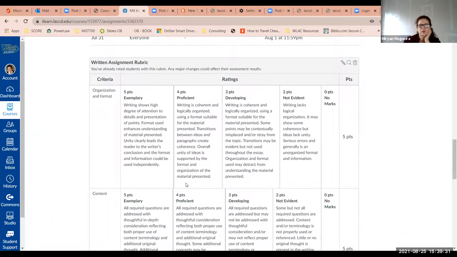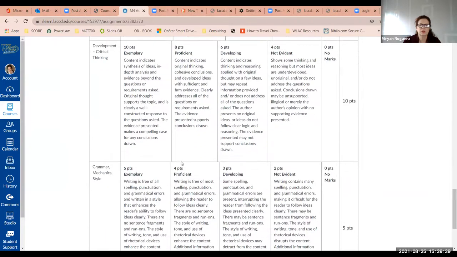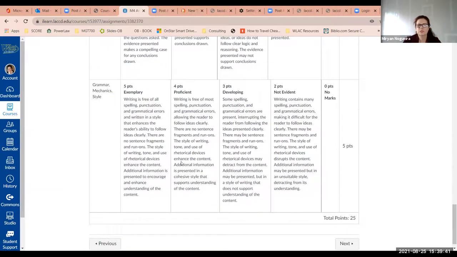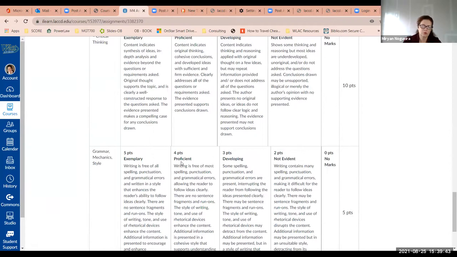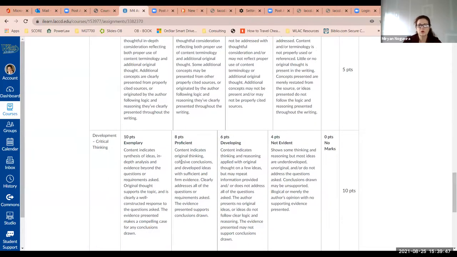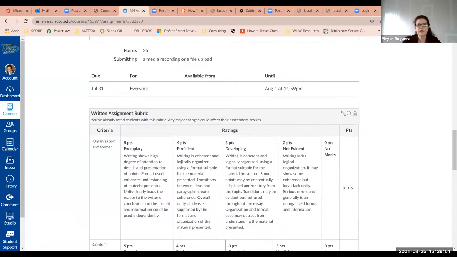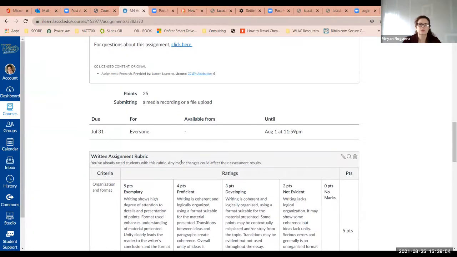Here, I created the rubric. What is the organization, the content, development, critical thinking, and grammar. Some other disciplines may give more points to grammar than not. To me, more important is content and critical thinking, and how organized they are. Those are very easy. You probably know about that.